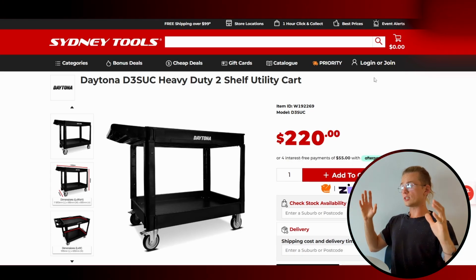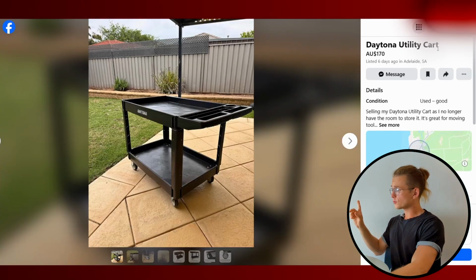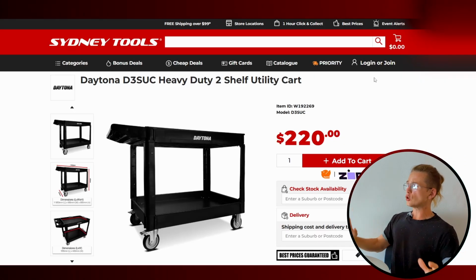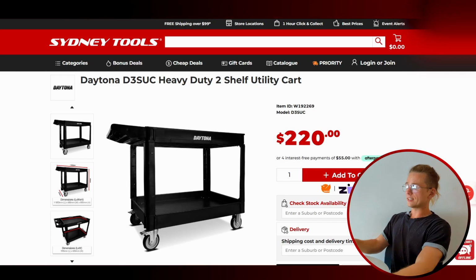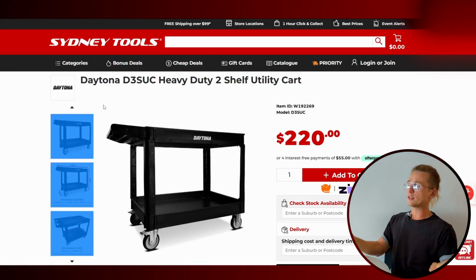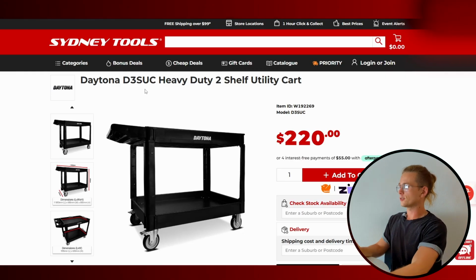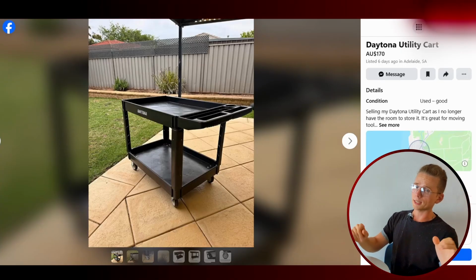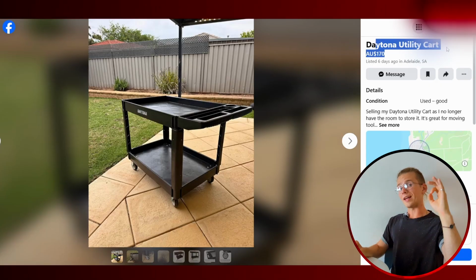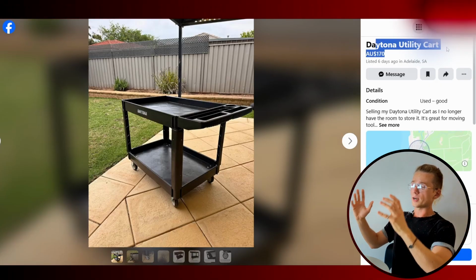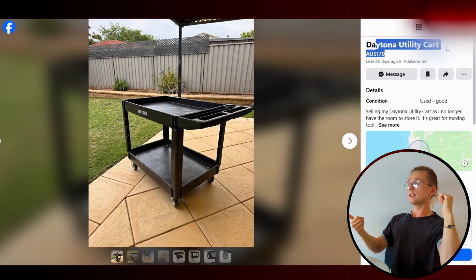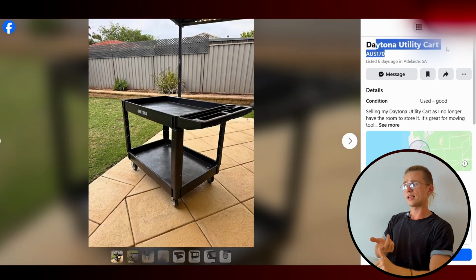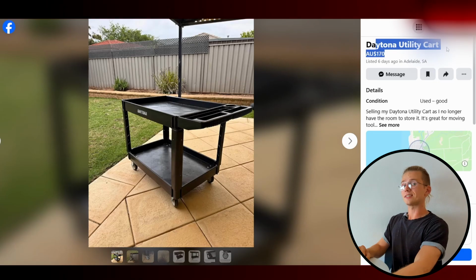He's selling the Daytona utility card for how much? For $170. However, if you buy it new, you get it for $220. See, if you would also take this description here, Daytona D3 SUC Heavy Duty 2 Shelf Utility Card, instead of his shortened title, the likelihood that he sells this item is way higher. So, by itself, generally speaking, good listing, but more descriptive title. And if you would reduce the price slightly, I would say even $140, it would make a big difference. Let's look at the next listing.